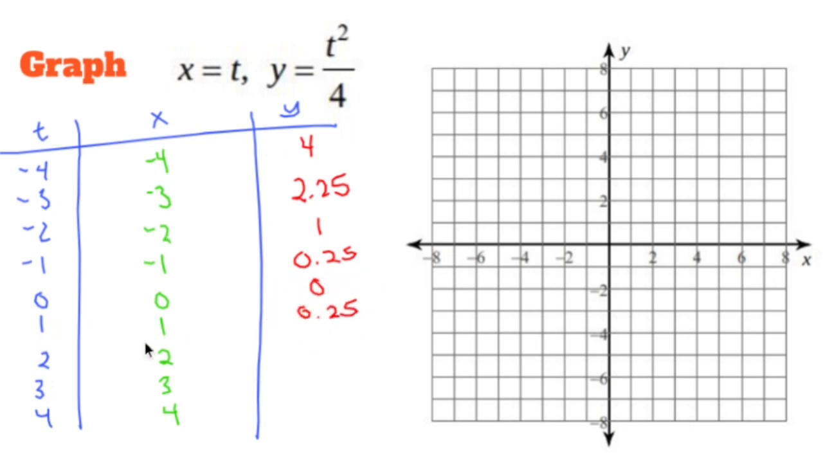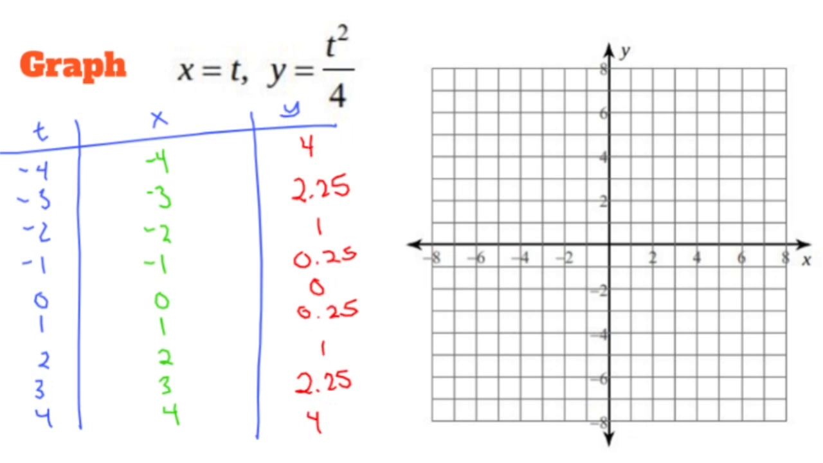1, I already did that. 2 squared is 4. 4 over 4 is 1 again. 3 squared is 9. 9 over 4 is 2.25 again. 4 squared is a fun game, is 16. 16 over 4 is 4 again. And we see some parabola-y looking stuff.